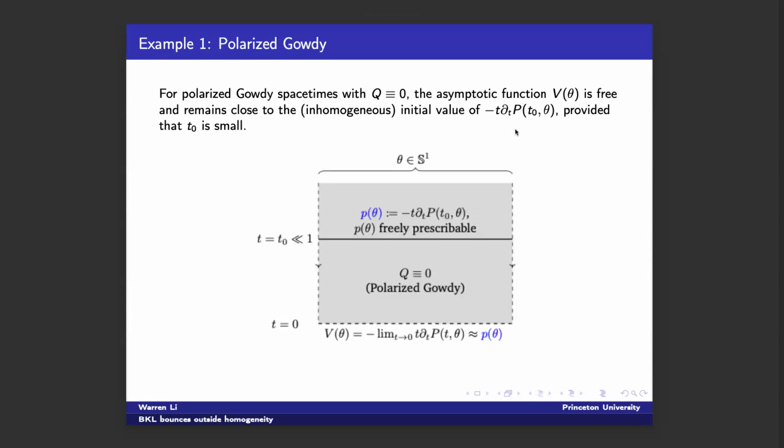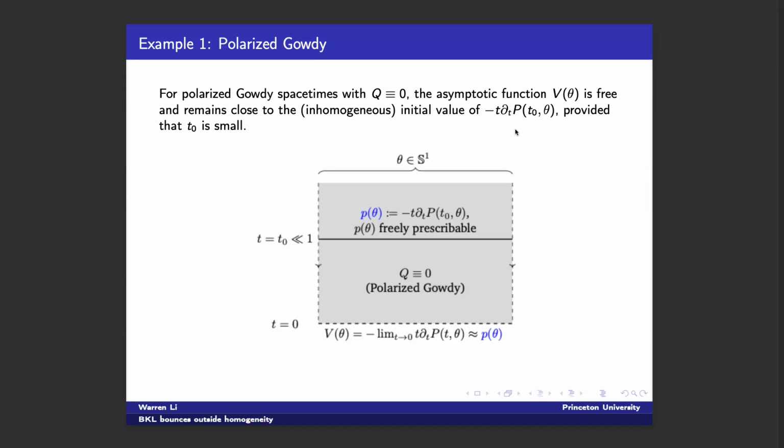So let me just draw some pictures. It's much easier. As I said, I want to prescribe data here away from the singularity. Then I want to solve it out there and say what happens. The easiest case of this is the linear wave equation case. So I consider polarized Gowdy, where Q is Qs. What happens in that case?